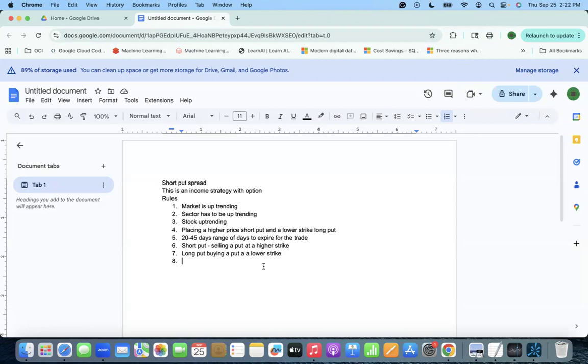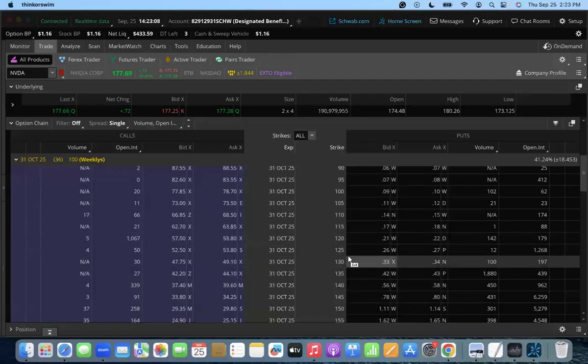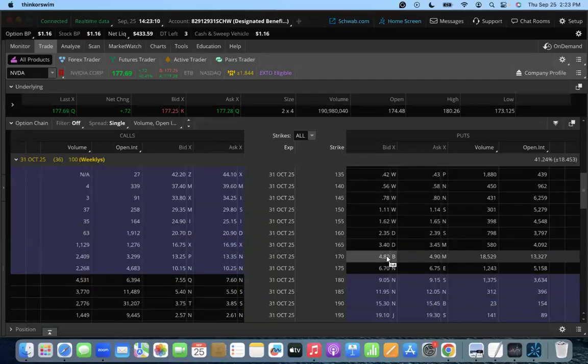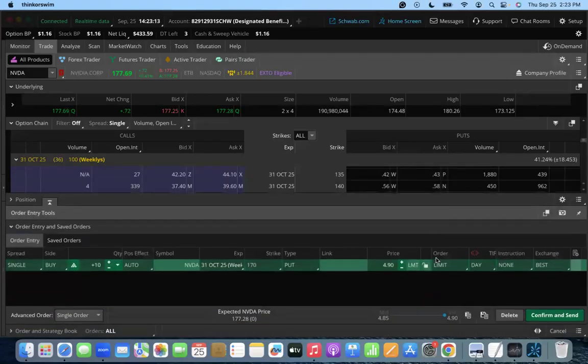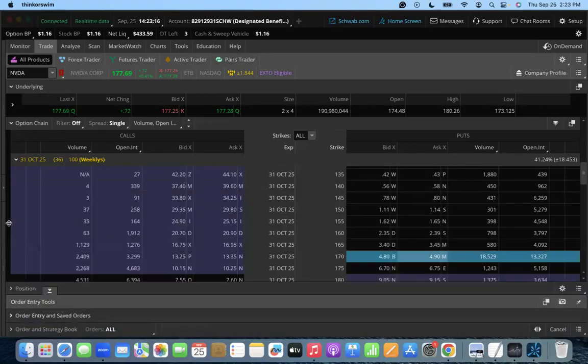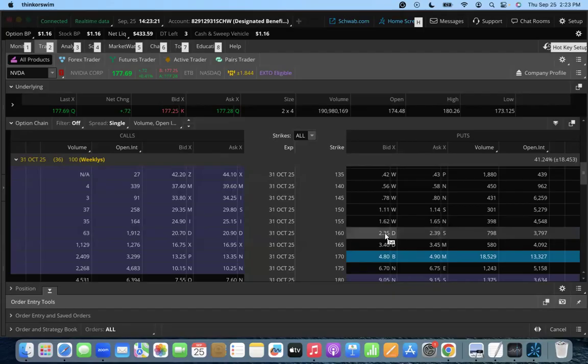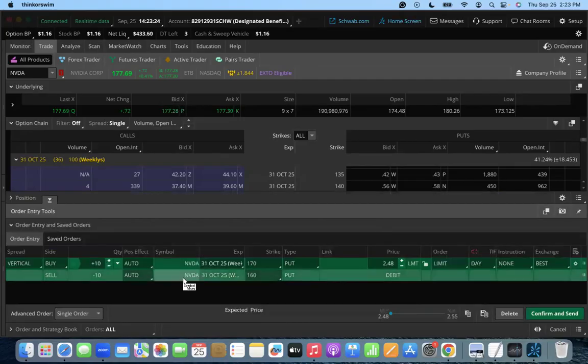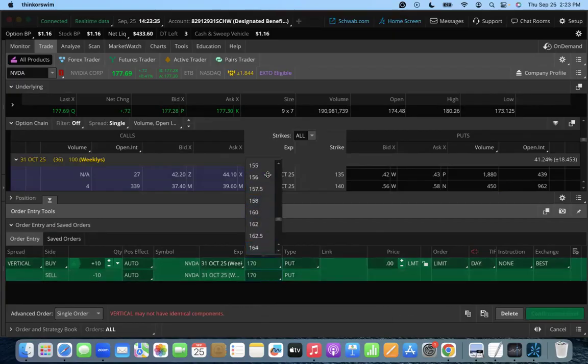So you have a long put that also gives us the right to sell the stock at some price, right? So if I do a spread, let me show you in a real example here. Let's say I sell 170, right? And then I buy 160, let's say. So you sell the higher strike and buy the lower strike.